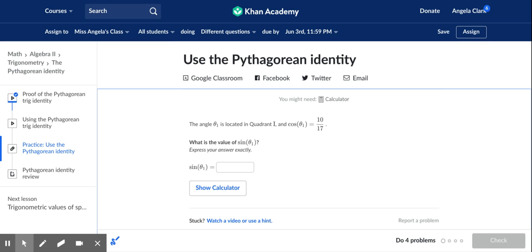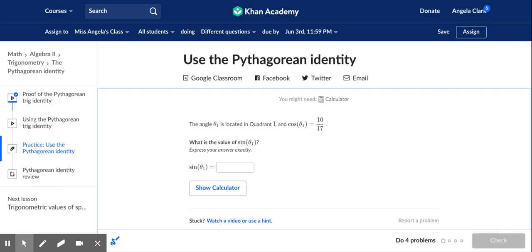Hey guys, so I wanted to talk about the Pythagorean identity for sine and cosine. So first I want to talk about what the Pythagorean identity is, and then I want to talk about how you would solve this problem using Pythagorean identity, and then how you could solve it without using Pythagorean identity. And then I'll let you decide which one you want to do.